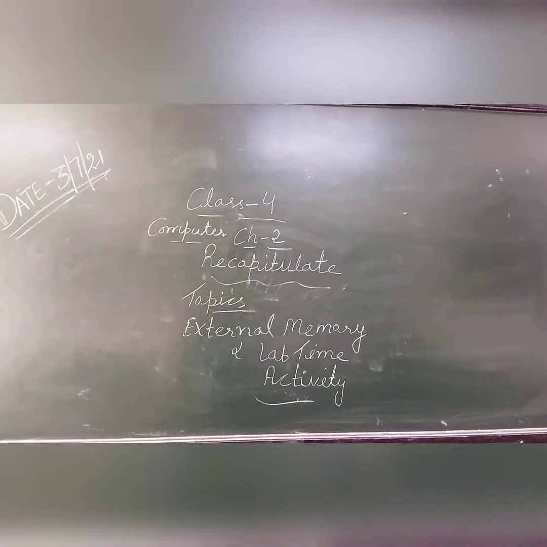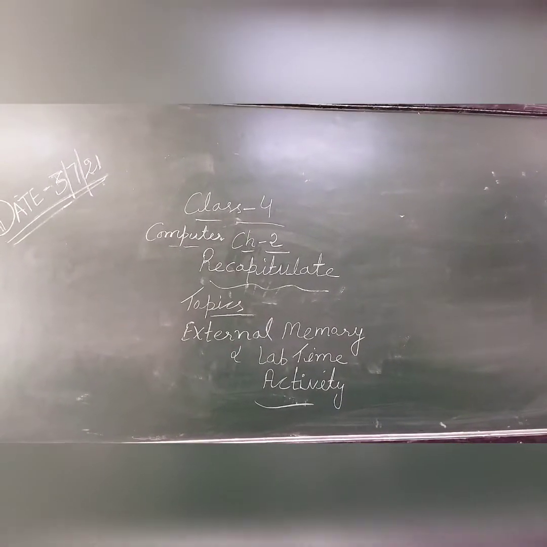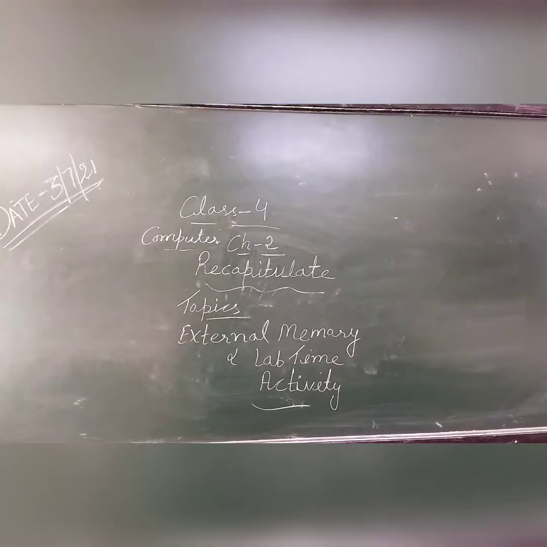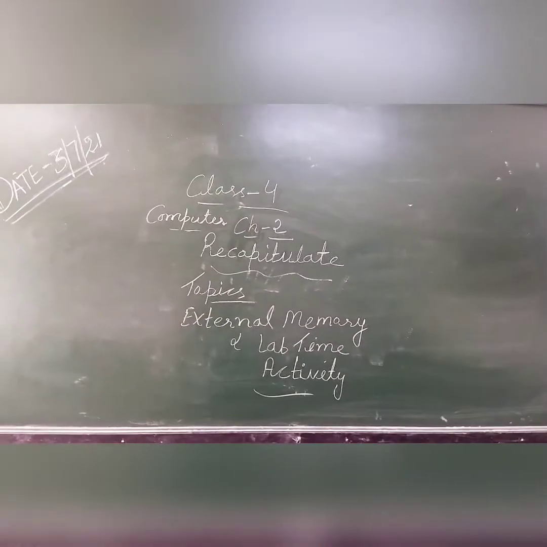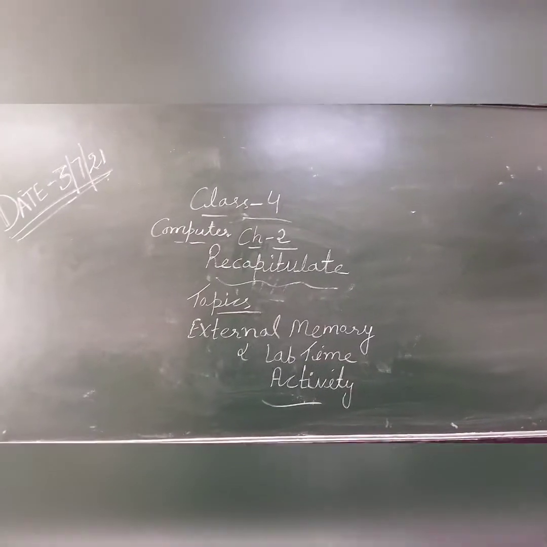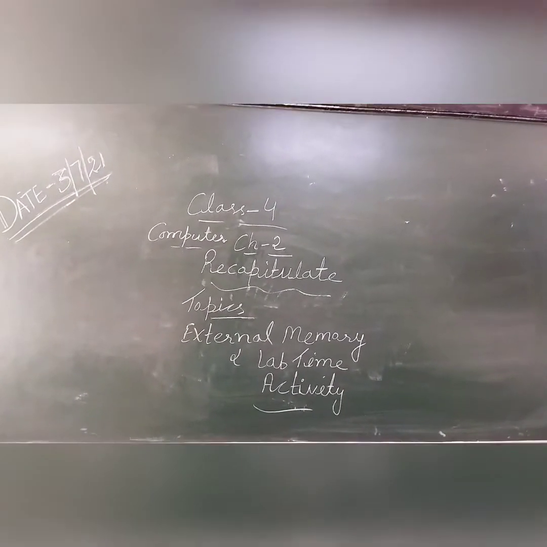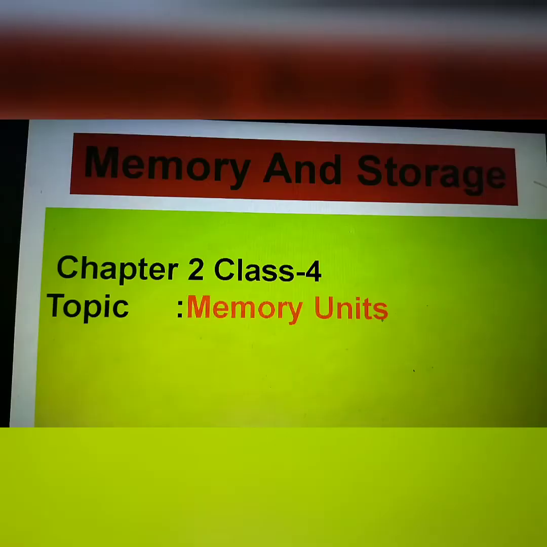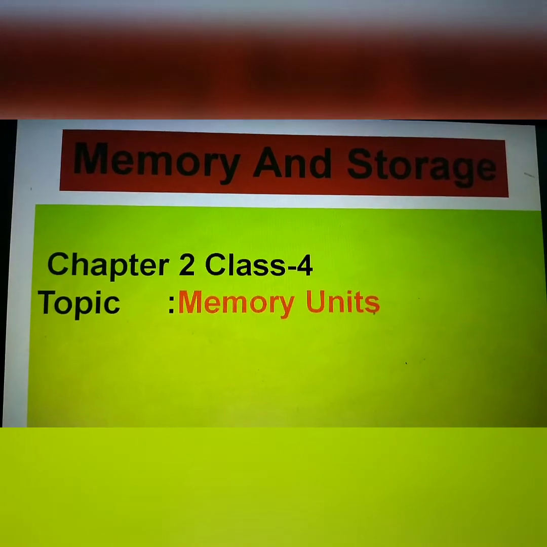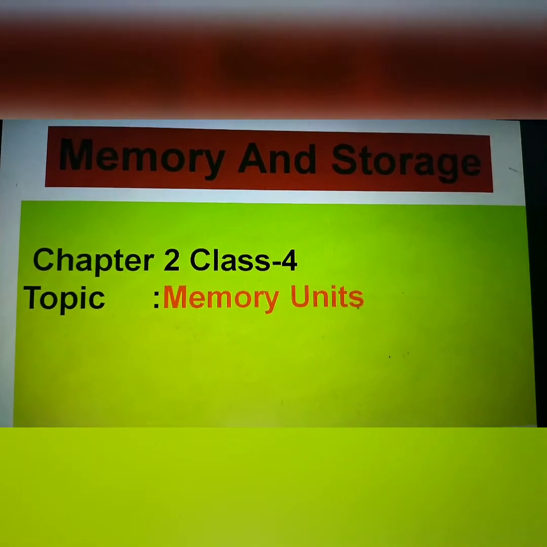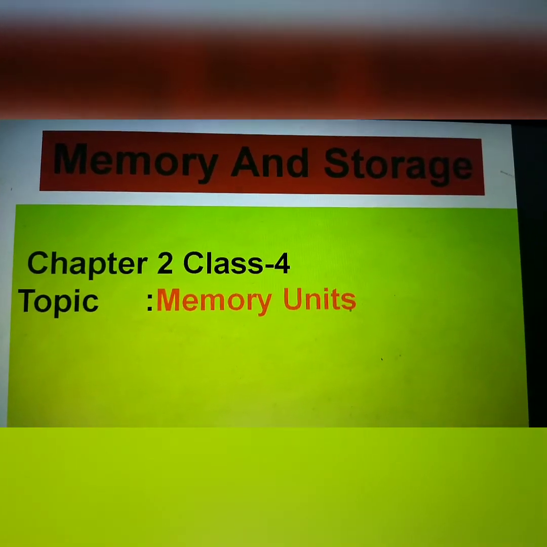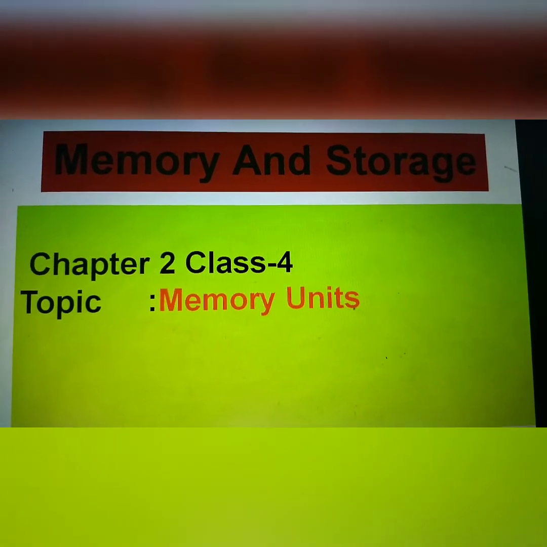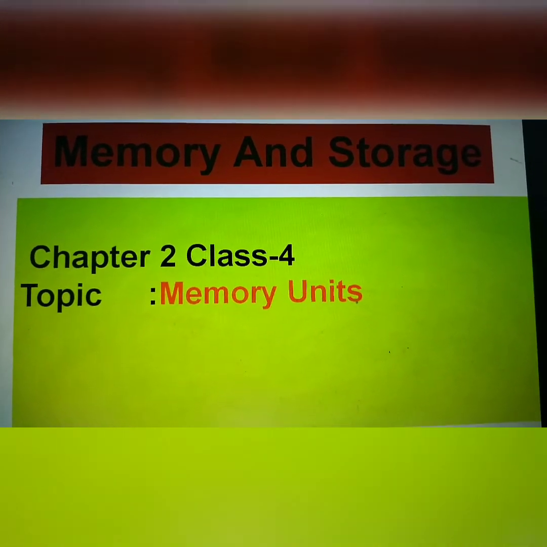So class 4, today we are going to start our chapter number 2 recapitulate part. So let's recapitulate this topic. First is your external memory and lab time activity. So let's start this topic. Okay students, class 4 chapter number 2, memory and storage, and today we are going to recapitulate this topic related to external memory.